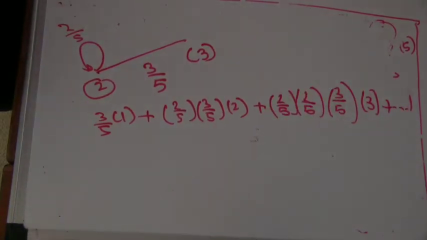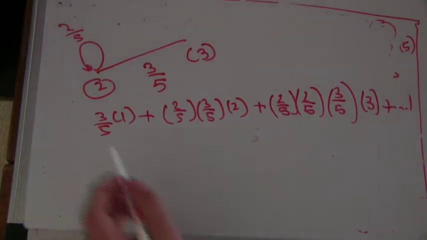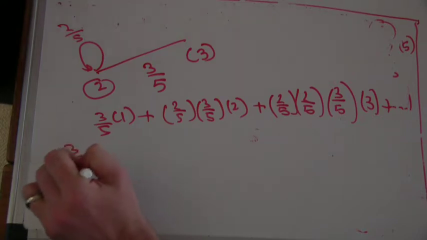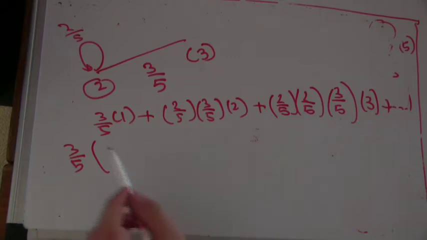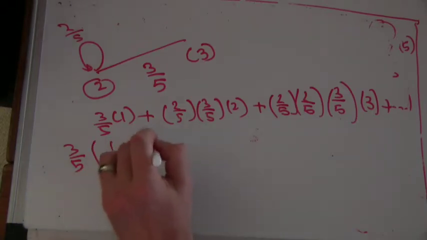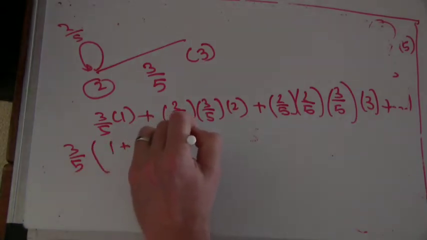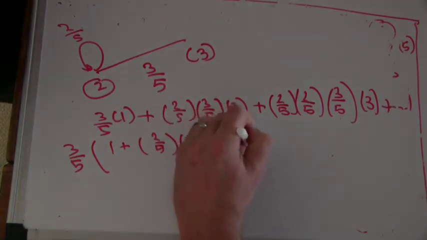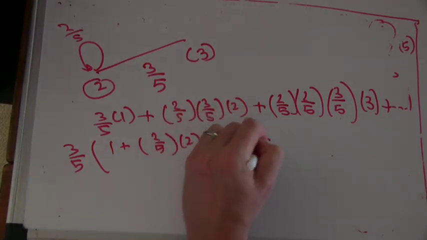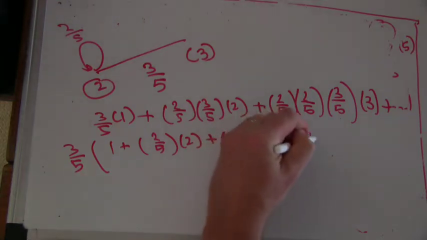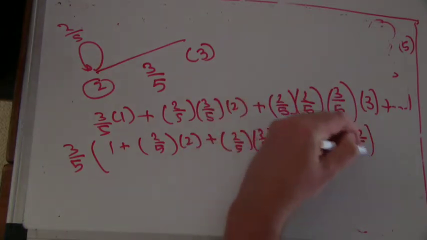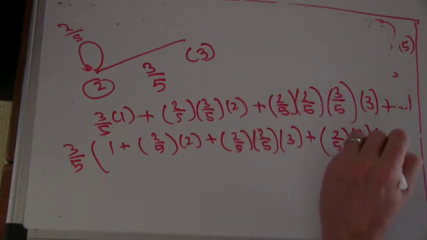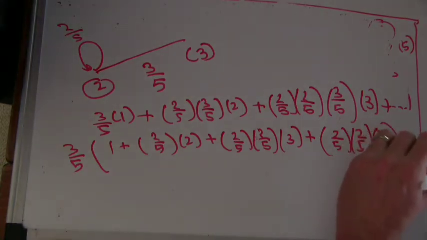And then what are we going to do? Well, do the same thing. So we pull out the 3/5 and we add that back in at the end if we need it. If it doesn't work out, we multiply it back in at the end. So 3/5, and then I got 1 plus 2/5 times 2, plus 2/5 times 3, plus 2/5 times 2/5 times, writing in between this thing is hard, 2/5 times 4.